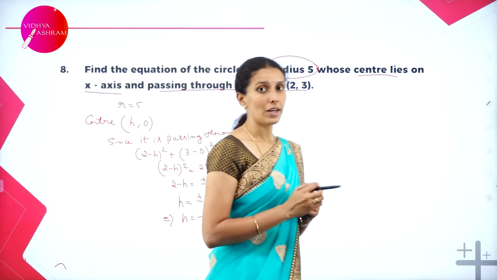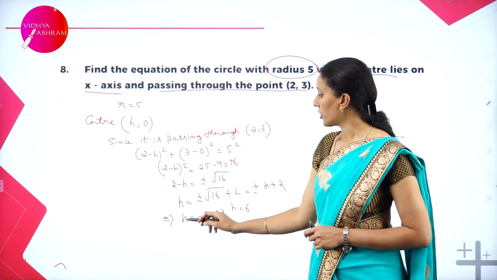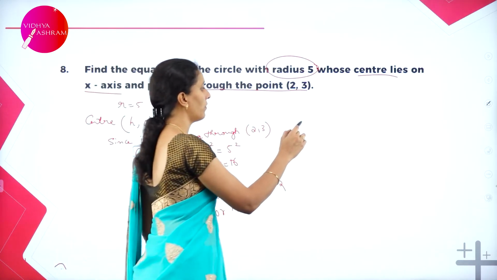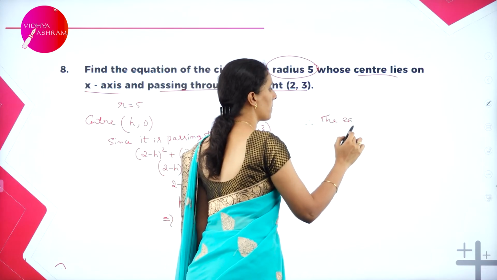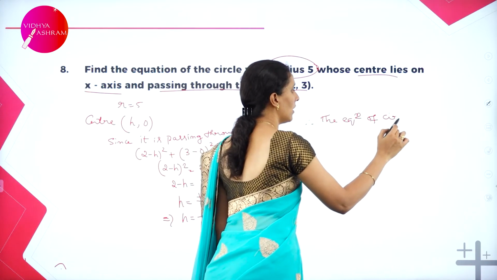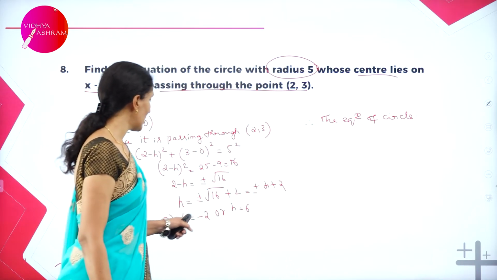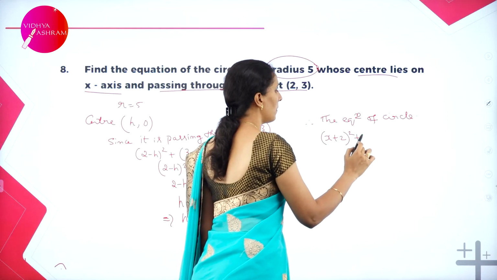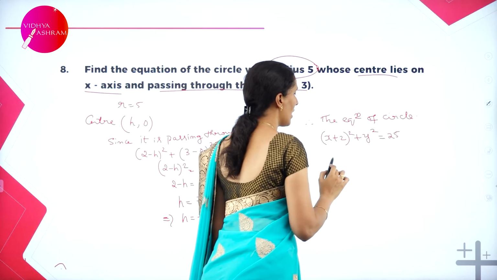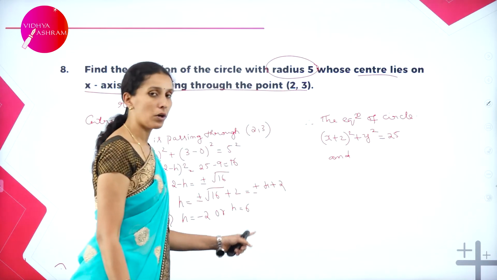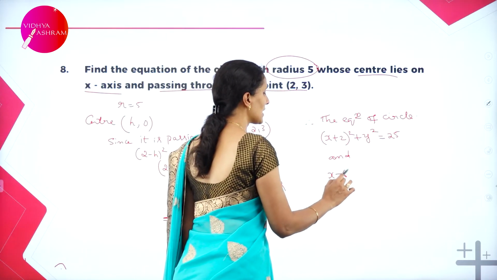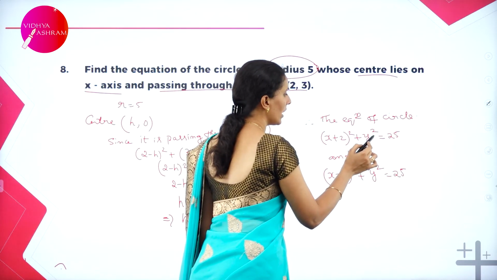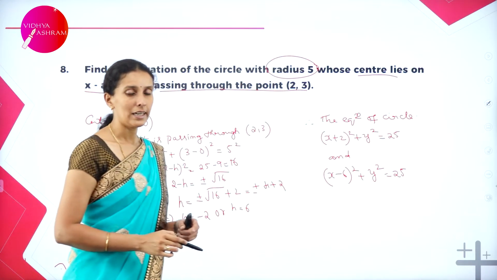So now we have two values for h. Let us substitute h = −2 or h = 6 into the equation. So therefore, the equation of the circle: when h = −2, the equation becomes (x + 2)² + y² = 25. And the other equation, when h = 6, is (x − 6)² + y² = 25. Since the y coordinate is 0, we get it as y².